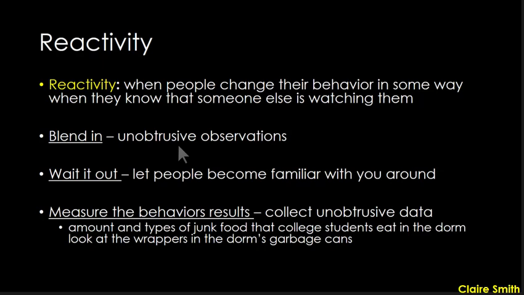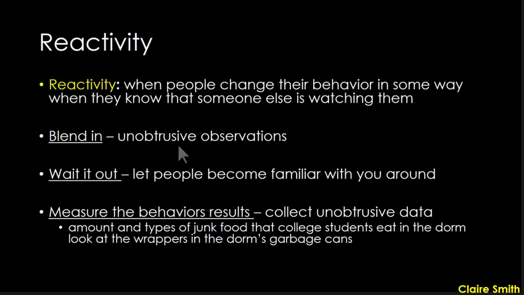Another thing we could do is wait it out to let people become familiar with you around. So instead of just going to one dinner and seeing how the family acts, go to every dinner for a week. So at the beginning, they might be acting different, but once they get used to you being there, they might go back to their old ways and talk as if you weren't there at all.